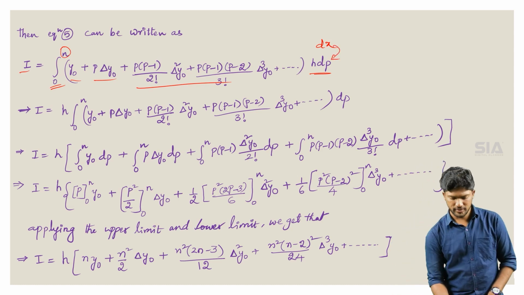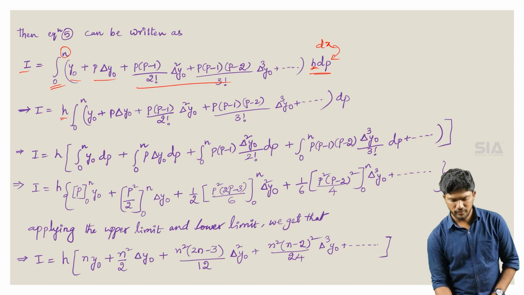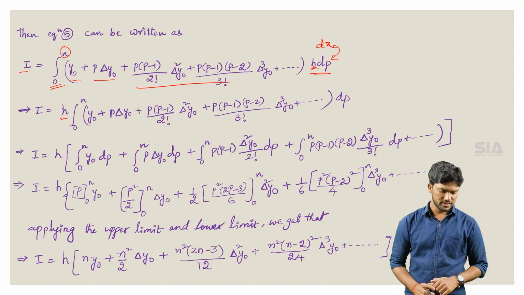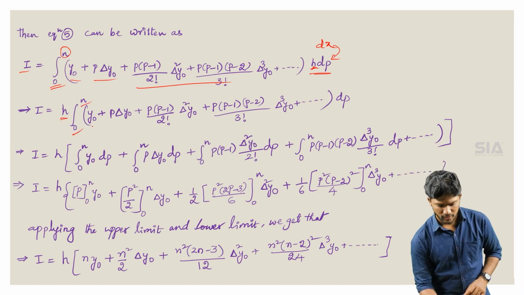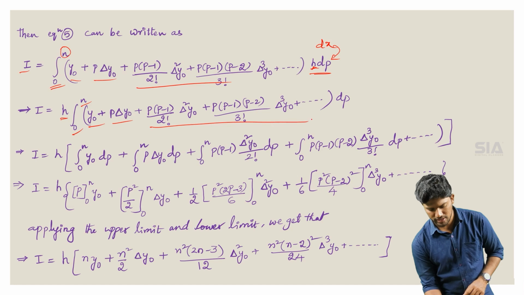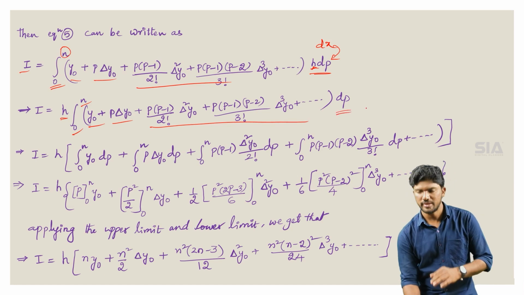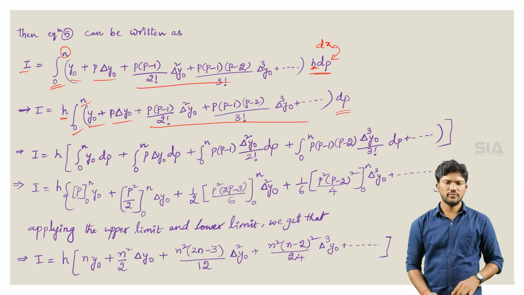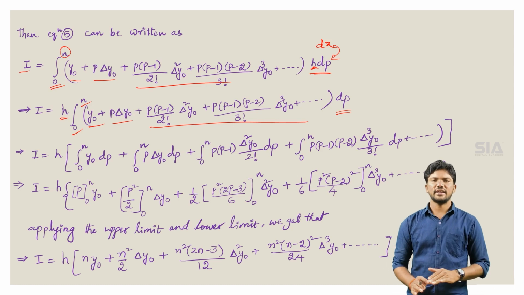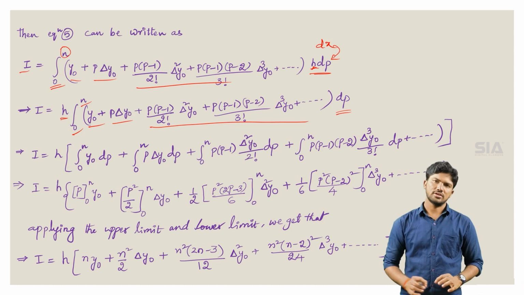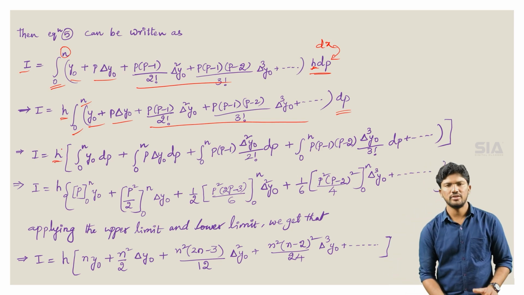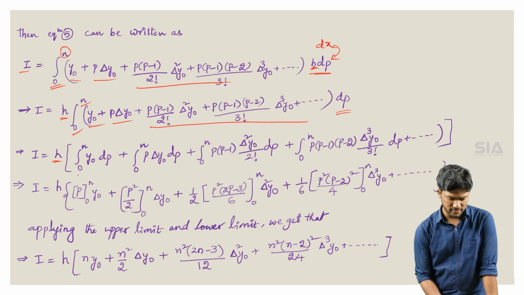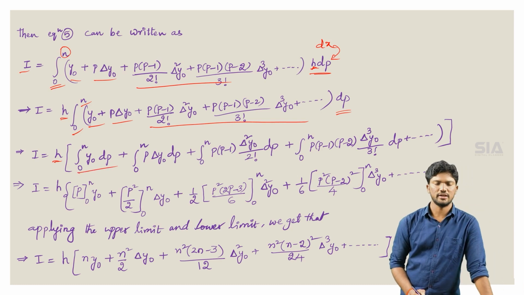So therefore I is equal to, I am writing this h in front, why? Because it is a parameter constant, the step size. So I is equal to h times the integration from 0 to n of y naught plus p delta y naught and so on, this total value, into dp. Now apply the integration for each and every term in the RHS. h is the common value, so we can write it outside. Therefore integration from 0 to n of y naught dp.